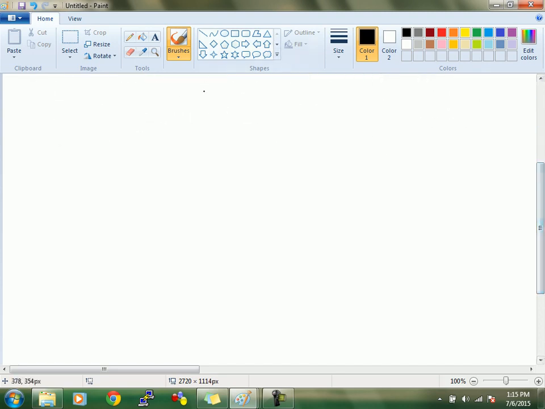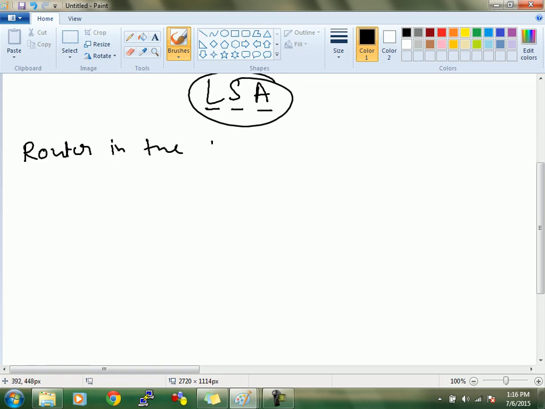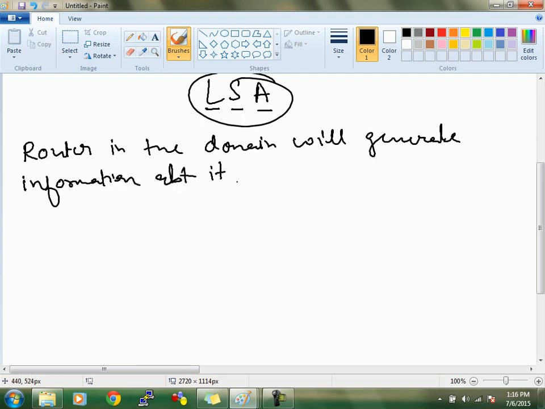Now, in case of OSPF, database is called LSAs. What we call them? Link state advertisements. Every router in the domain will generate information about itself. Every router in the domain has to generate information about itself, only then it will be able to exchange that information with the other routers. This thing is clear?